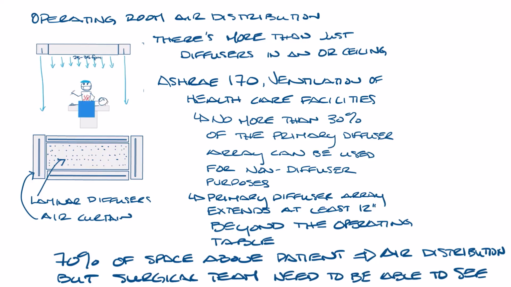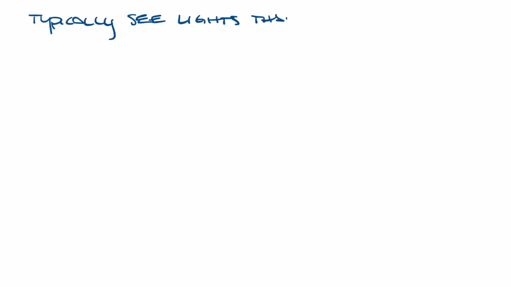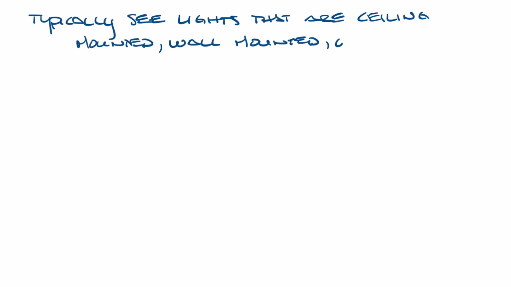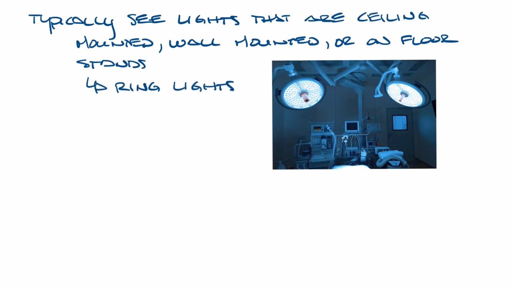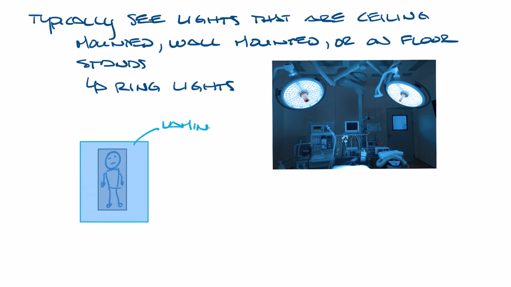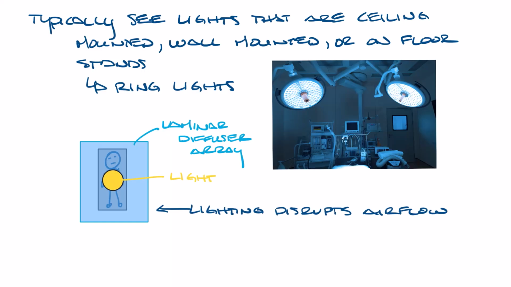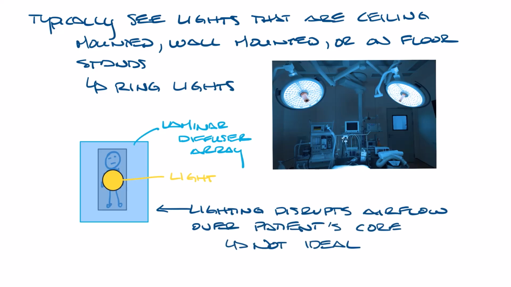Let's move this up. Typically, you would see lights that are ceiling mounted, wall mounted, or on floor stands, or a combination of all of these. You often see these round ring lights that kind of look like this. So if you have a patient on a table below the laminar diffuser array like this, if you put a light in the middle over the patient, then the lighting will disrupt the laminar airflow over the patient's core, so this isn't ideal.